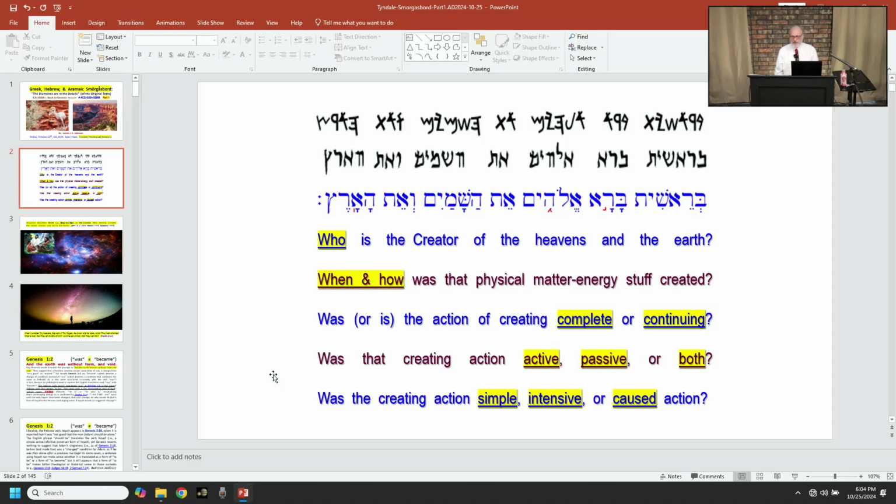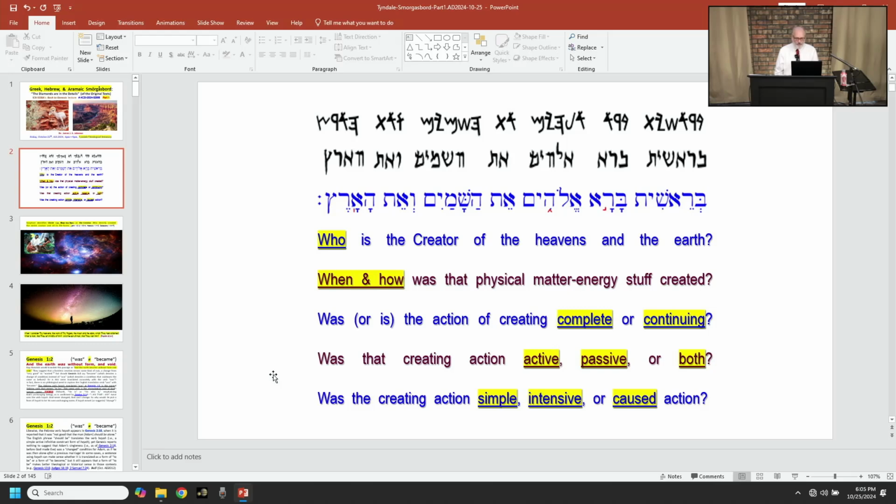Another thing that we can notice from a Hebrew verb is whether the action that's taking place is active, passive, or both. And that's a hithpael, but a hithpael is not what we're dealing with here. In this case, bara, the action verb of Genesis 1:1, is active. So the Creator, who is named as Elohim, he actively created the universe. So the universe did not create itself.